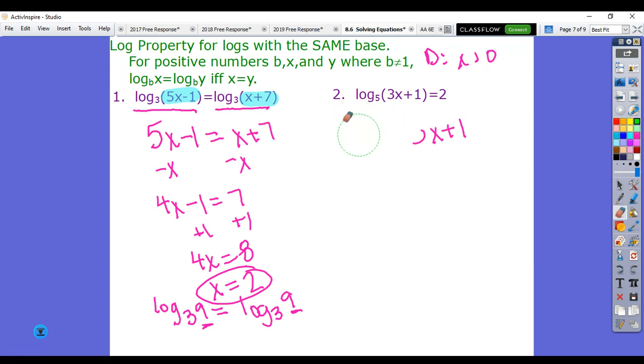Let me show you the other way. Think in terms of inverses. If we want to get rid of log base 5, I'm going to raise both sides to the power of 5, because 5 to the power of log base 5 cancels out, and I get 3x plus 1 equals 5 to the second power, which is 25. So either way gets you this. This is probably the more mathematical method to use. Then we just solve for x.